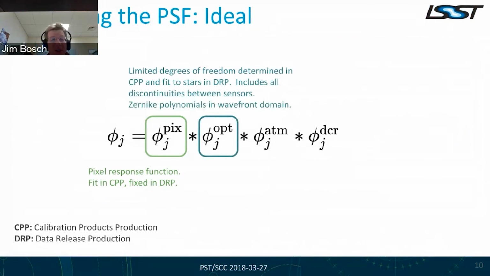The next part is a relatively big part. This is the optical PSF. This is something where we would figure out what a set of limited degrees of freedom are in the calibration products production, and then we would fit those limited degrees of freedom only in the data release processing, the actual pipelines. This would hopefully include all the discontinuities between sensors, because those are basically just focus differences between sensors. We'd like to do this with Zernike polynomials in the wavefront domain, and that's the way the code we're working on works. This is mostly work by Josh Myers.